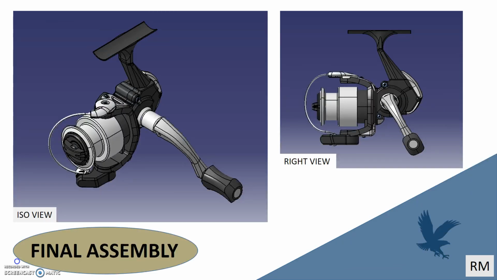Next, Rajesh is going to talk about the final assembly view. The images shown in this slide are the final assembly that we got after giving proper constraints and pulling out all the parts that we designed. The one on the left is the isometric view of the assembly that we designed, and the one on the right is the right side view of the design.